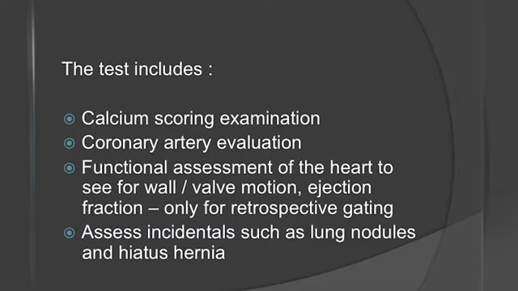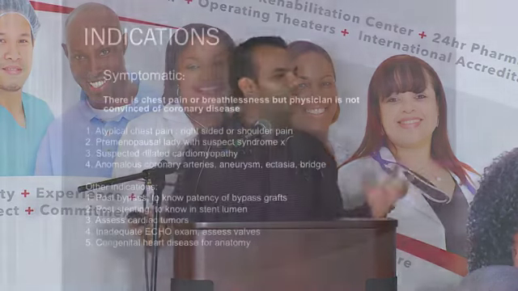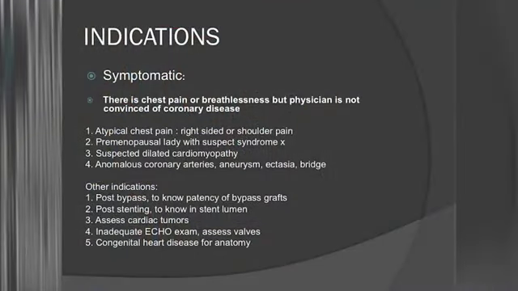We can also evaluate incidental findings outside of the heart: the pericardium, the mediastinum, the lungs, the bones, such as lung nodules and hiatus hernia. When I show you some pictures, I'll be able to show that to you better. So we covered coronary, CT, and angiogram, so you get the basic understanding of what exactly a CCTA means. Coming now to what the exam itself is.